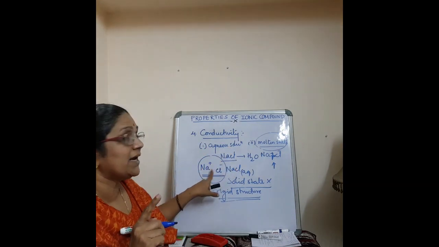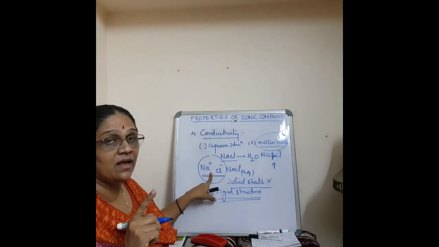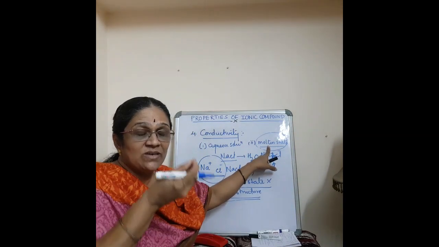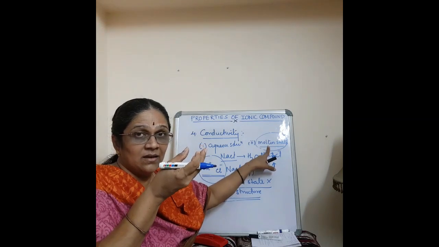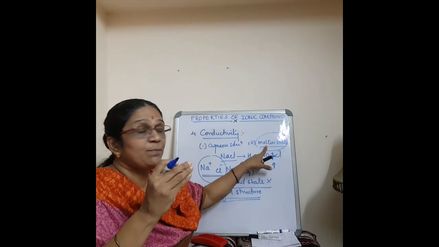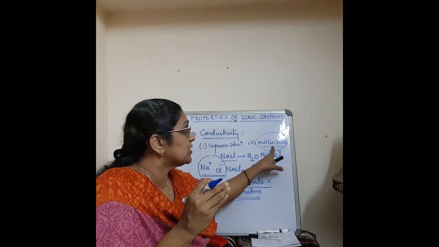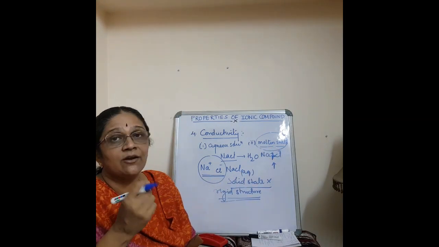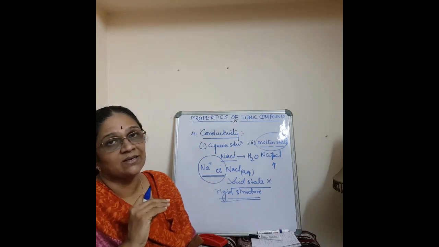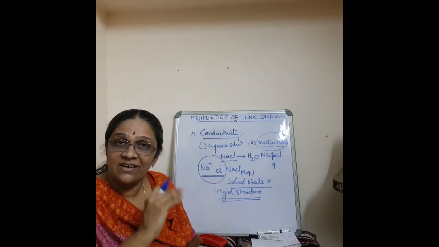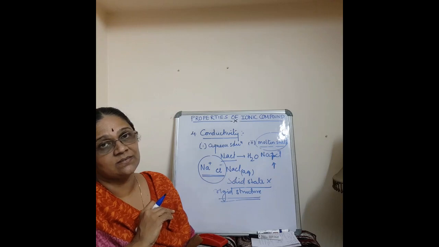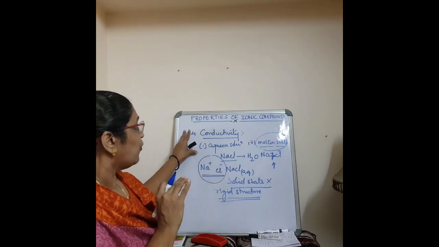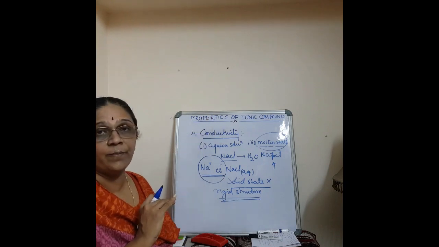In aqueous solution, you will get free ions. And in molten state, the heat which is given is used for the breaking up of this electrostatic bond or the ionic bond. Once the bond is broken, the ions are free. So it will conduct electricity, because ions are the carriers of electricity in solutions. So, is it clear? Okay. So that is the fourth property of ionic compounds.